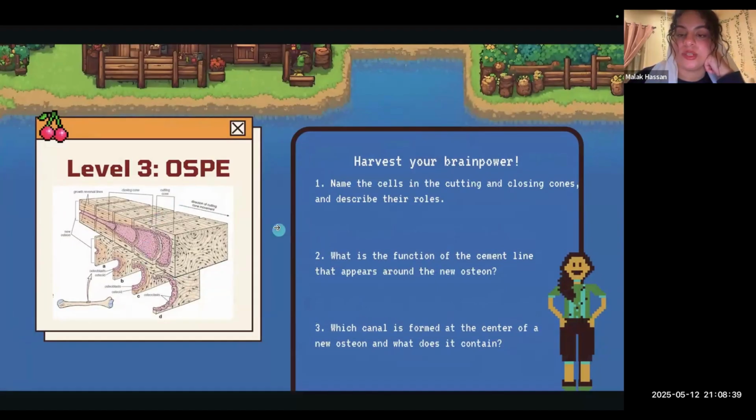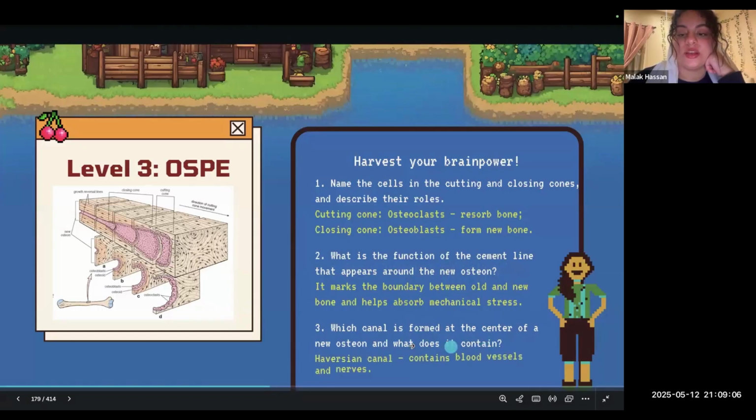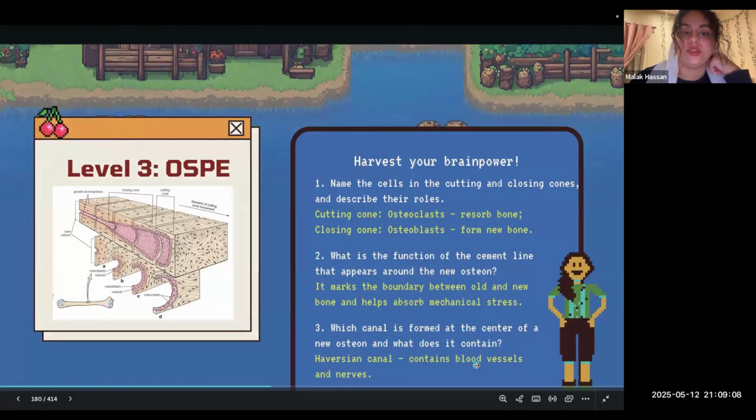Okay, now this picture, what are the cells in the cutting cones and what are the cells in the closing cones and what are their roles? Well, the cutting cones are the osteoclasts and they resorb bone, and the closing cones are osteoblasts and they form new bone. What is the function of the cement line that appears around the new osteon? It separates or marks the boundary between new bone and old bone. And which is the canal that is formed at the center of the new osteon, and what does it contain? It's the Haversian canal, and it contains blood vessels and nerves.